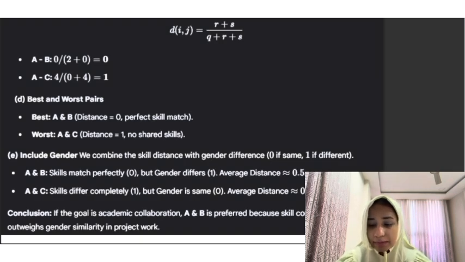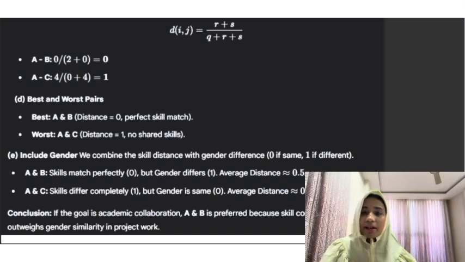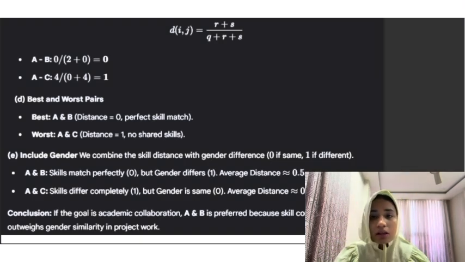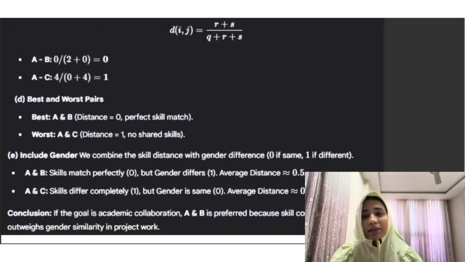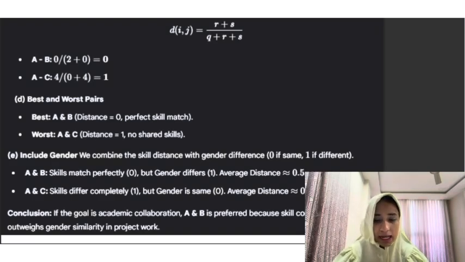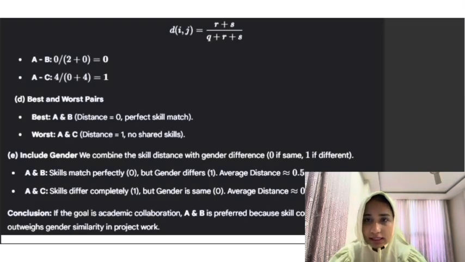Because skills compatibility usually overweights gender similarity in project work. So when we are looking for a project, we usually look for compatibility in skills, how skilled a person is, and if we are making a pair, how much compatible they are. It doesn't matter whether they are of same gender or not. So if we are looking for skill compatibility which overweights gender similarity, A and B are preferred and they are most compatible in every aspect other than gender.